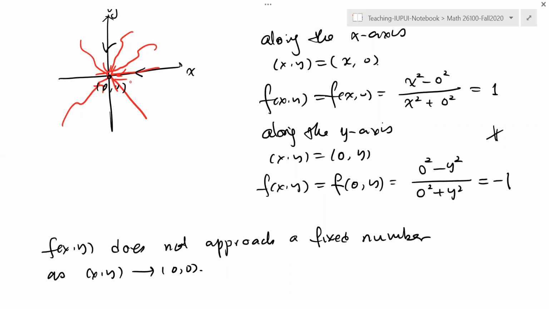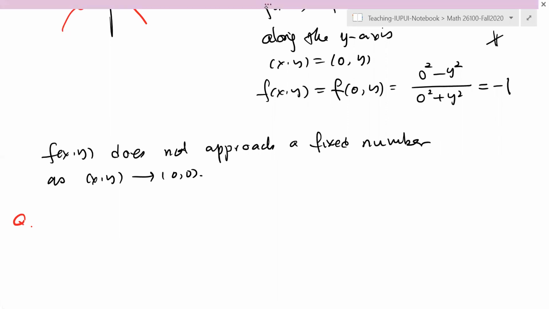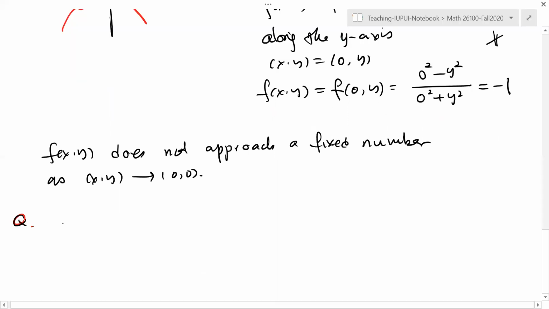So let's try another problem. This time f of x, y is going to be xy over x squared plus y squared.